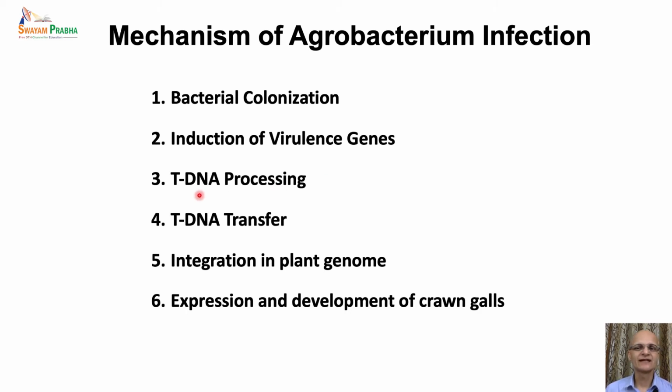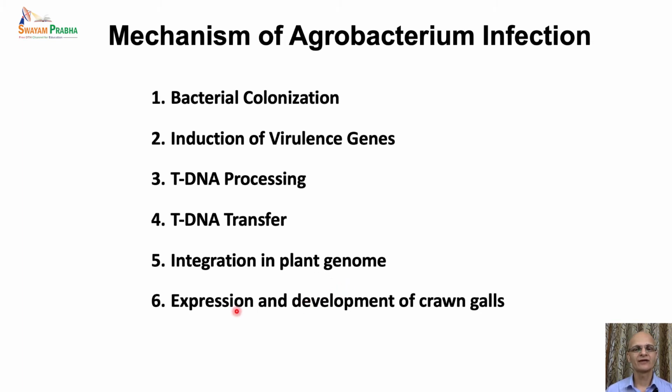Next step is the T-DNA processing, that is, the DNA segment that would be transferred to the plant cell for integration into the plant genome is prepared. It is followed by its transfer, and now the DNA segment is transferred from the Agrobacterium cell to the plant cell. So once it reaches the plant cell, it needs to be part of the host genome, and hence integration of this T-DNA into the plant genome takes place.